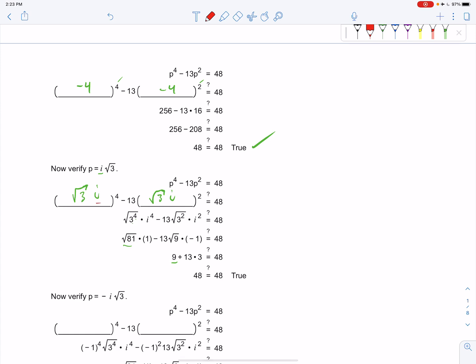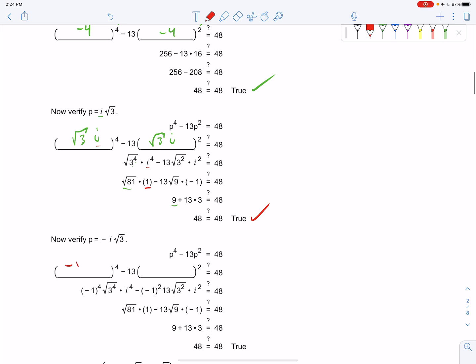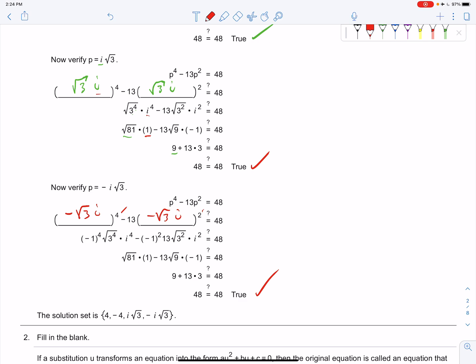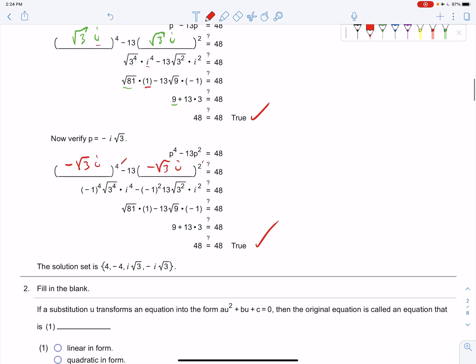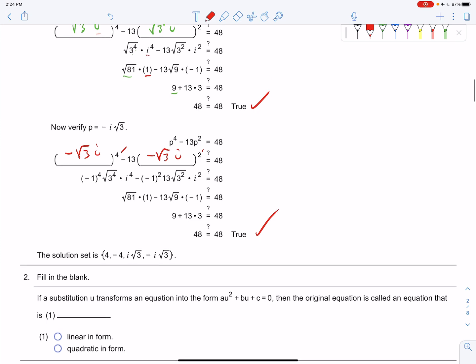And then how does this i simplify out? Well, we have i to the 4th right there. And i to the 4th is i squared squared. So i squared is negative 1. Negative 1 times negative 1 is positive 1, so that's good. Anyhow, it simplifies out, and the left still equals the right, so that's true. And when we use the last one, it's just the negative square root of 3i. The only difference is the negative, and we're raising it to an even power, so you're going to get the same exact result as the last problem. Okay, and so there it is. We checked everything, and it all works just nice and perfect.